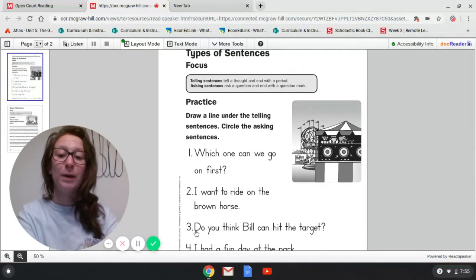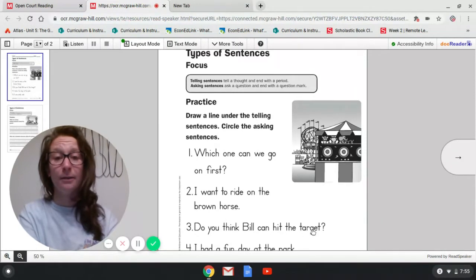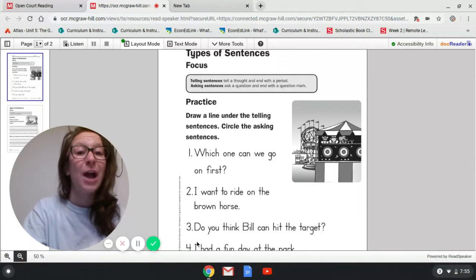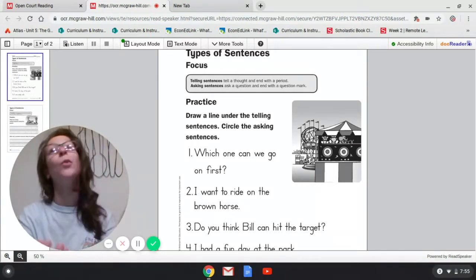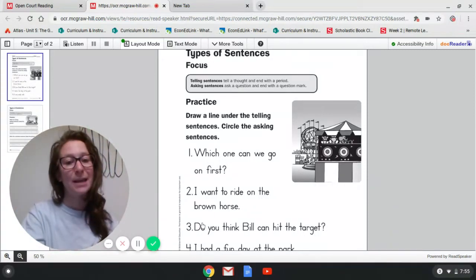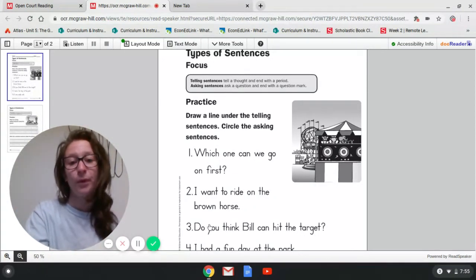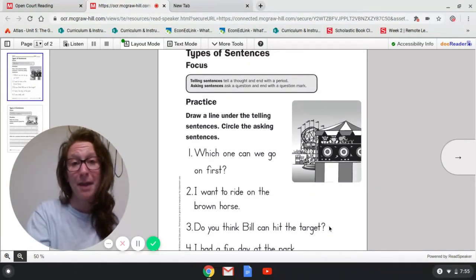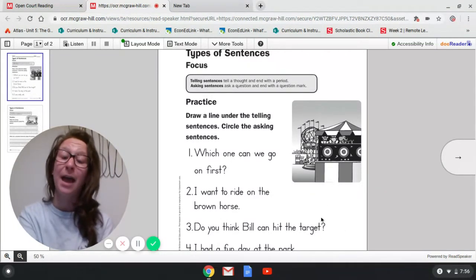All right, question 3. Do you think Bill can hit the target? All right, well, I see our question word do, which sometimes is a verb, right? Because to do something. But in this case, when it starts a sentence like this, and then you see a question mark at the end, this is an asking sentence.